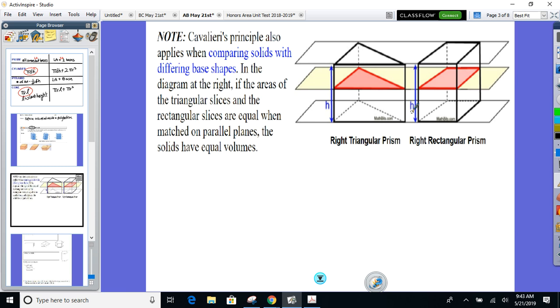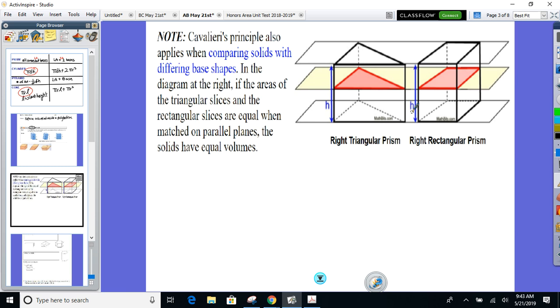Well, first of all, they have the same height. When you take this cross section of this triangular prism, what shape is it? It's a triangle. And what shape is it for the rectangular prism? A rectangle. If they have the same area, even though they're two different figures, these prisms have the same volume.